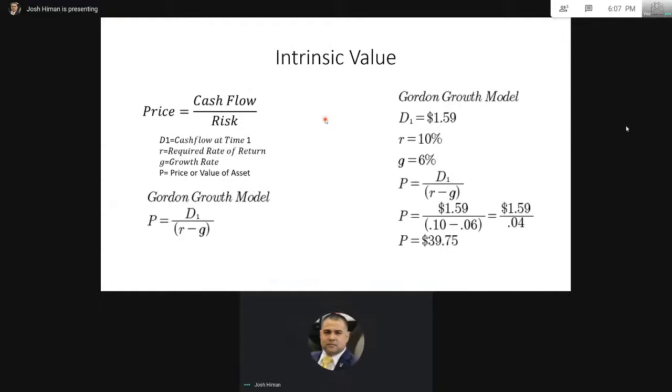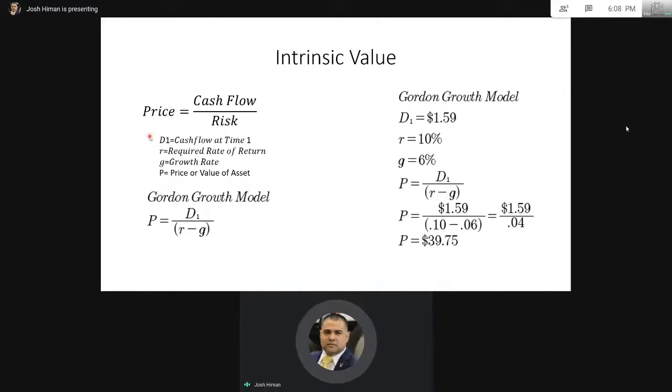So before we get into anything crazy, I want you to take a step back real quick and realize that to find the intrinsic value of any asset that has cash flow, this is the simple formula. Price equals cash flow divided by risk. That's it.